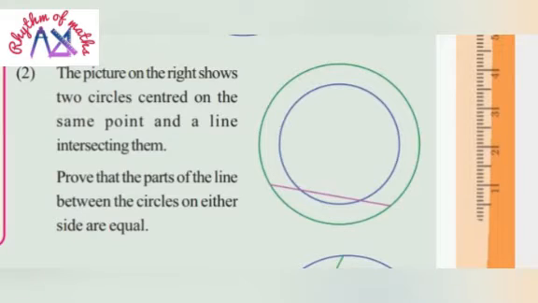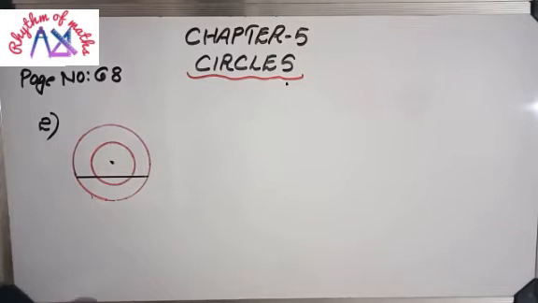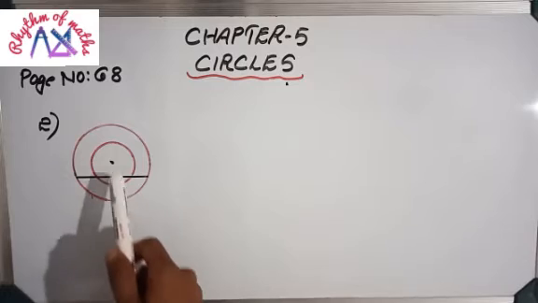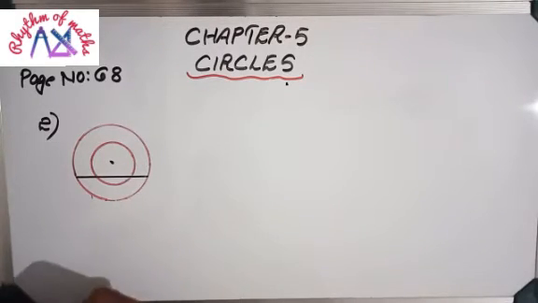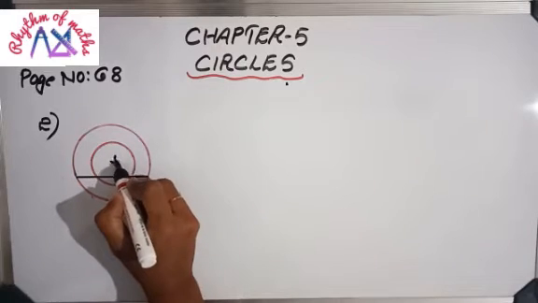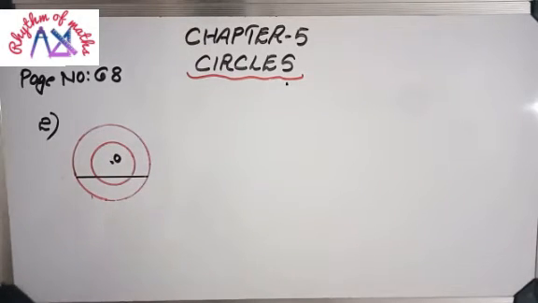Next is question number 2. The picture on the right shows two circles centered on the same point and a line intersecting them. Prove that the parts of the line between the circles on either side are equal. Two circles are given in the figure with the same center. Center at the same point means the center is the same for both circles, so let's mark the center point as O.